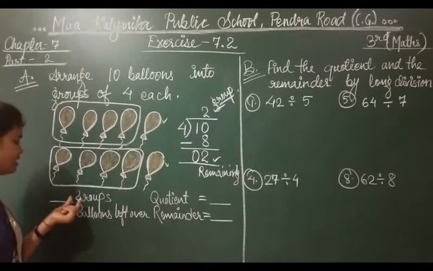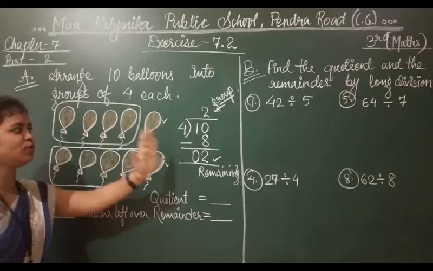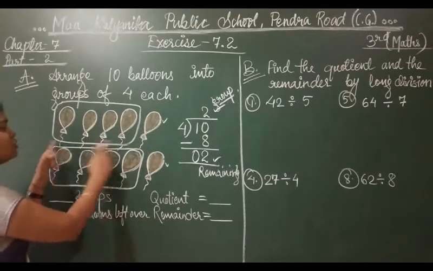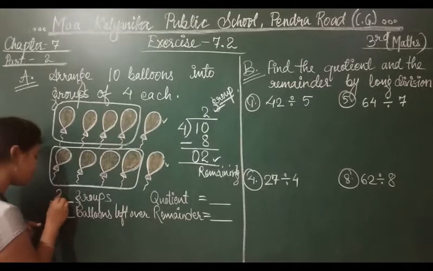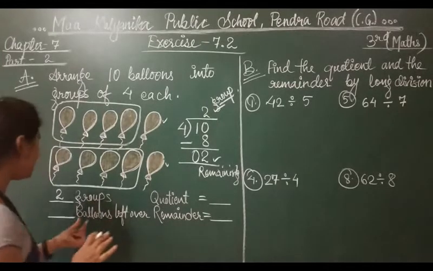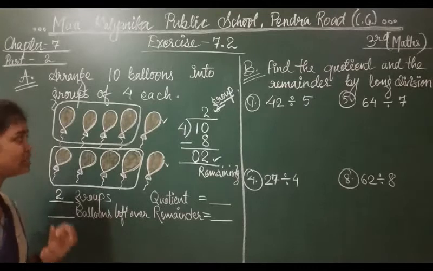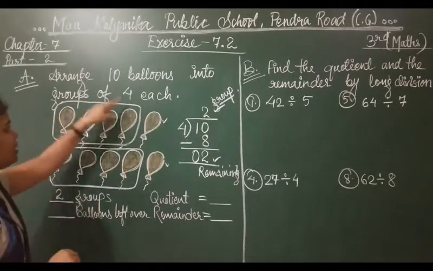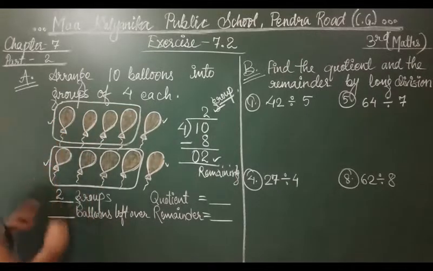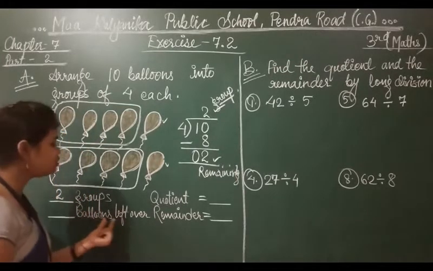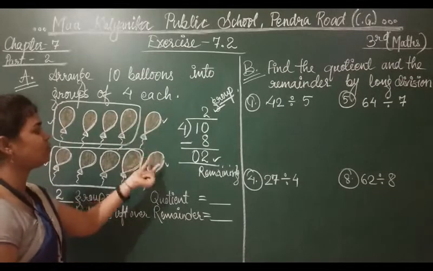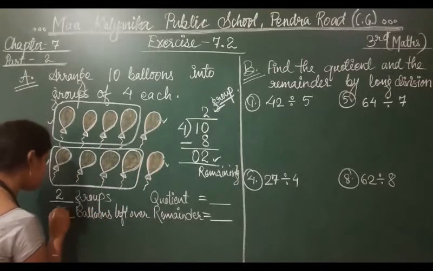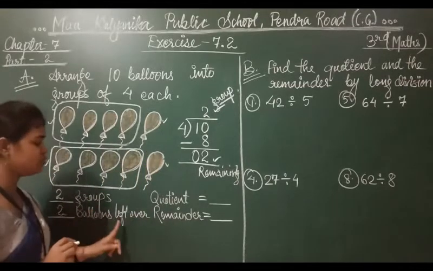So the question is given here simply: groups, dash groups. How many groups are there? This is the first group, this is the second group. So 2 groups are there, so simply we will write 2. Then balloons left over. Here we are not counting how many balloons, we are only counting how many groups. Balloons left over: how many balloons are left over after making groups of 4 each? So 2 balloons are left. So 2 balloons left over.